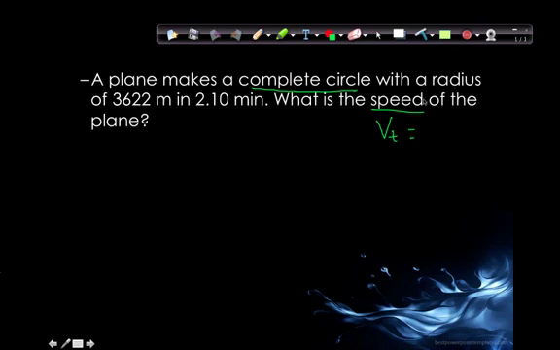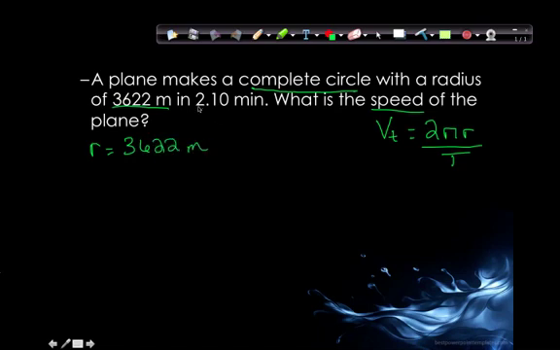So here it says speed, we're still solving for VT here. Okay, so VT is equal to 2 pi r divided by the period. Okay, so now let's translate the problem. The plane makes a complete circle with a radius of 3,622 meters. So that is our distance, and it even says it's the radius. So the radius is equal to 3,622 meters.